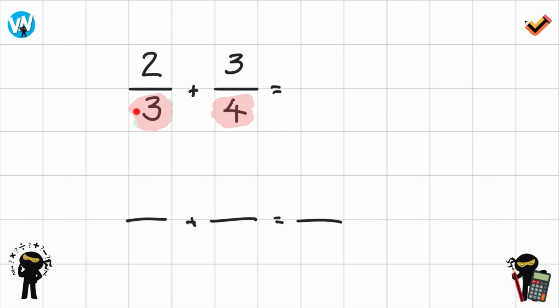Now, we need to focus on getting new denominators. And to do that, we need to find something called a common denominator. And you'll have heard of that before. All a common denominator is basically a number that these 2 numbers have in common in their times tables, the multiples of these numbers.